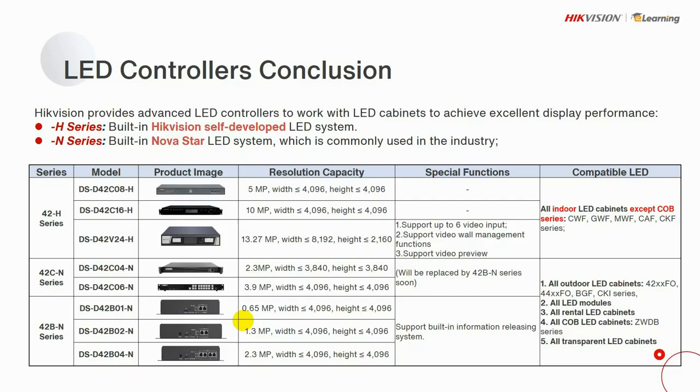So why do we have to use different types of controller to control indoor and outdoor LED? Since the sending card in the controller and the receiving cards in the LED module must be compatible. Okay? And the sending and receiving cards in indoor and outdoor LED are different. So the control area of each receiving card is fixed and related to pixel number.